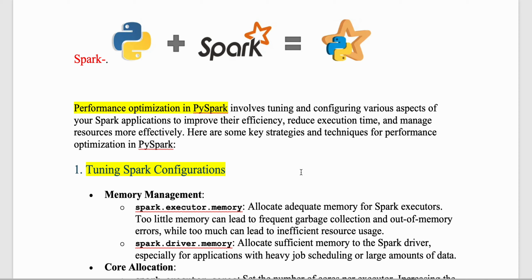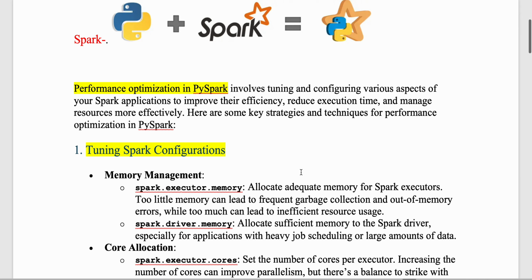and one is the driver memory. You have to allocate sufficient memory for the Spark driver, especially when your application has heavy job scheduling or a large amount of data. If you are running that, then you have to take care of the Spark driver memory also.